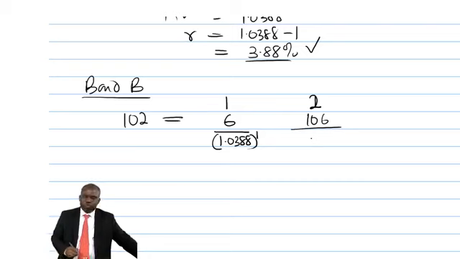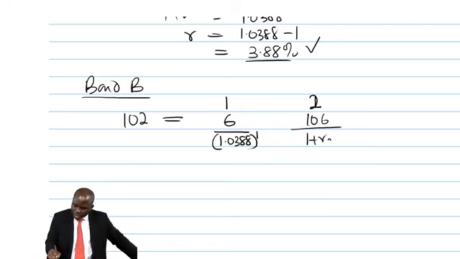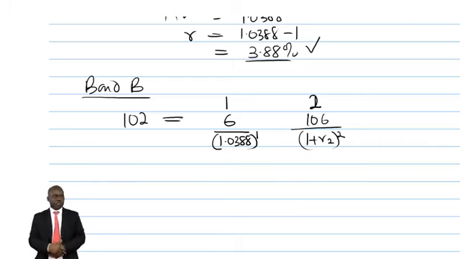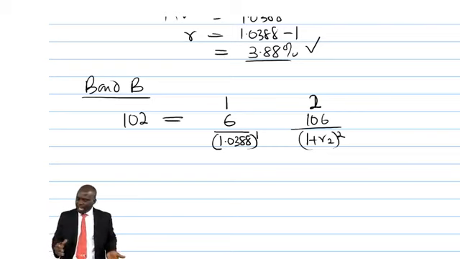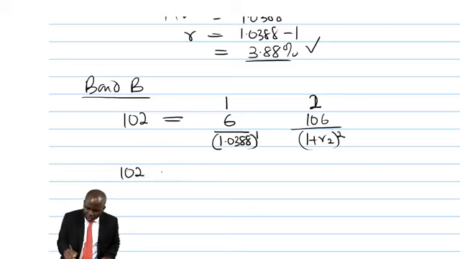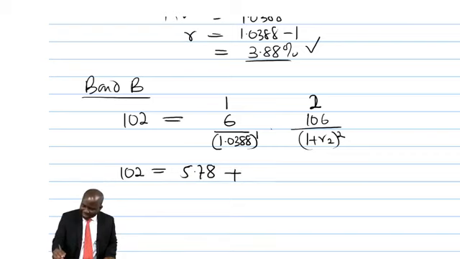If we come to year 2, we don't know. So we'll say 1 plus R2 squared. Okay, so that is what we're doing. And as such, we solve for the R2 mathematically. So I'll say 102 should be equals to 6 divided by 1.0388. And that will give me 5.78 plus the 106 divided by 1 plus R2 squared.